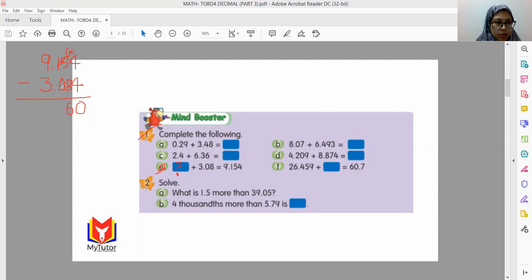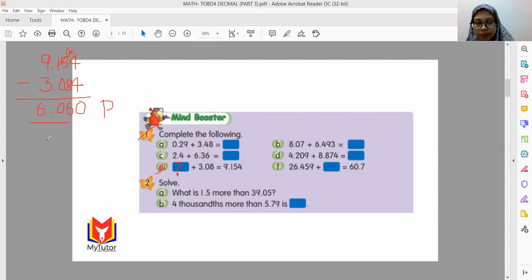Six, 0.6. We got 0, and then 6.060. All right, okay, Putri finished. Okay, what about Nadra? Okay, Nadra, can you tell me your answer? Okay, Putri wants to tell. What is your answer, Putri? 6.060. Okay, Putri gets 6.060.